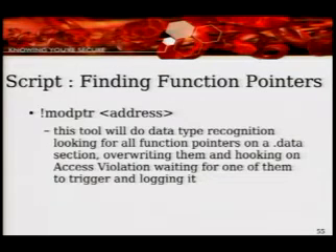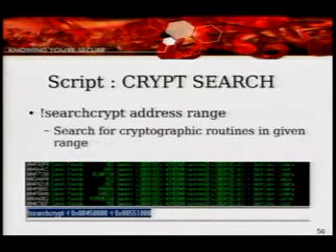The mod pointer script. This tool will do some data recognition looking for function pointers, and it will override them, waiting for an access violation of one of these pointers being overwritten, and when the access violation occurs, it will trigger the hook and start logging for further analysis. And the search script. The search script is a simple script that will search for cryptographic routines in a given branch. Look at the screenshot, where a lot of different algorithms were found in a library.